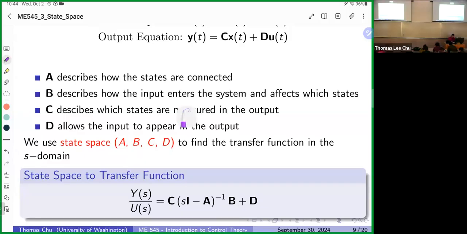And in MATLAB, our command to do that is called SS2TF. And then we put A, B, C, and D. This is in MATLAB, and it gets us our transfer function. I believe the output is going to give you the numerator and denominator coefficients.